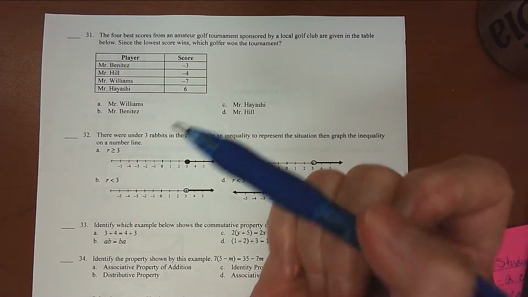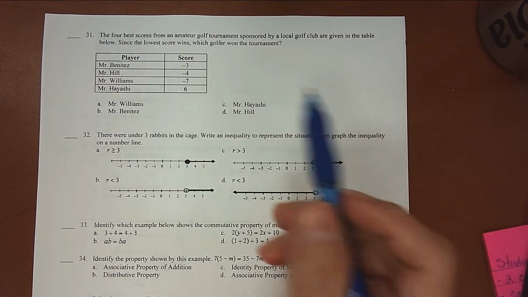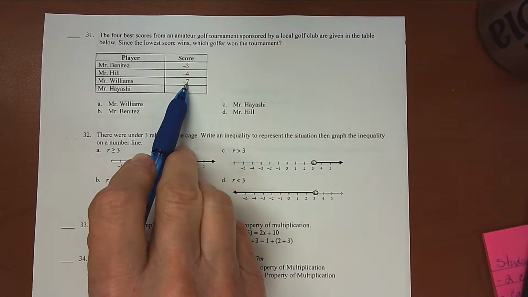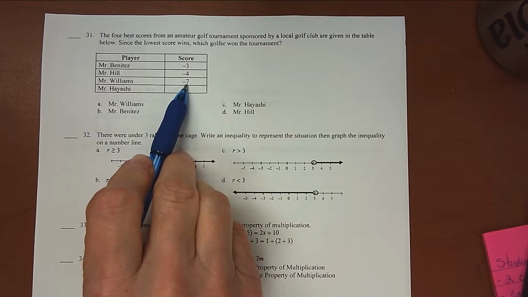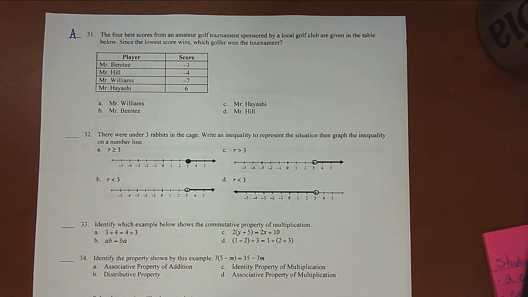So we want the smallest number, the number that would be most to the left on a number line. So if we had a number line, -7 here would be most to the left on the number line, so that's the smallest number. So Mr. Williams is the winner. A should be our answer.